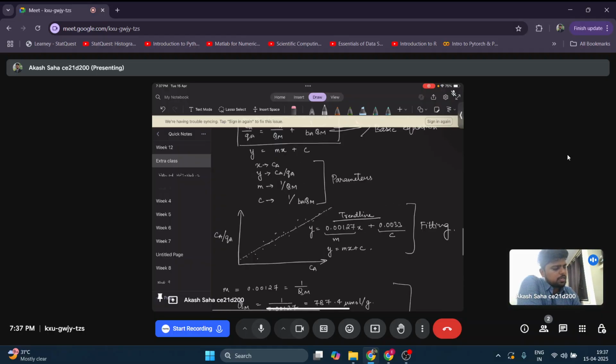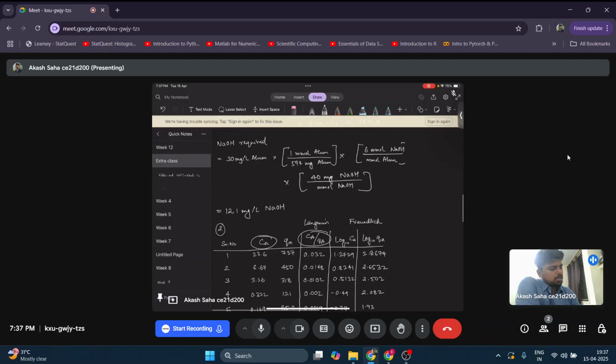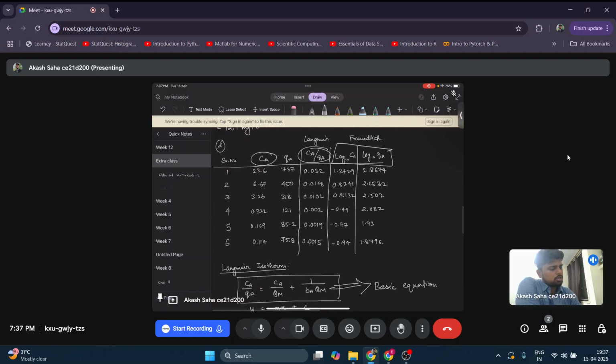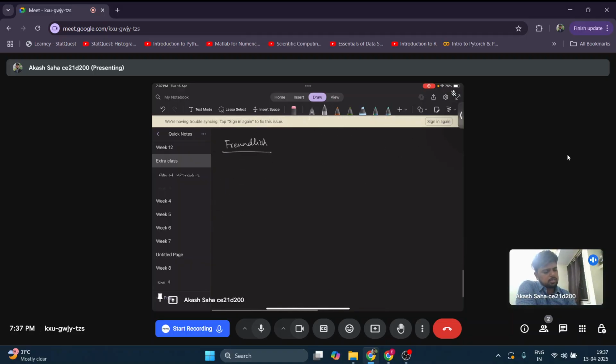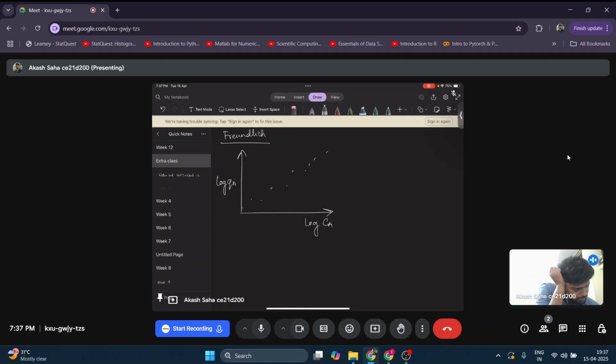So as we have calculated log QA and log CA, we will make use of this and first plot a graph with log CA on the x-axis and log QA on the y-axis. Okay, so again we will get some points like this maybe. We will make a trend line out of it and find out the equation.